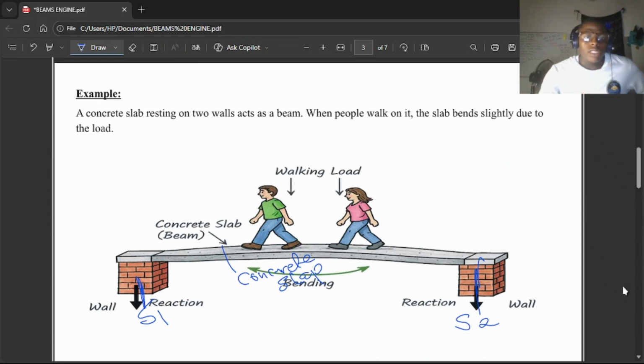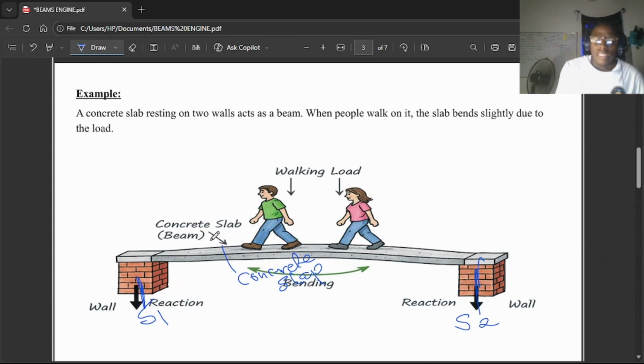Now, looking at what you have here, you have support one and support two. These supports are holding your slab. Am I communicating? And this concrete slab is a beam. What's the next thing you are seeing? You are seeing a guy and a lady walking across the beam, across the concrete slab.